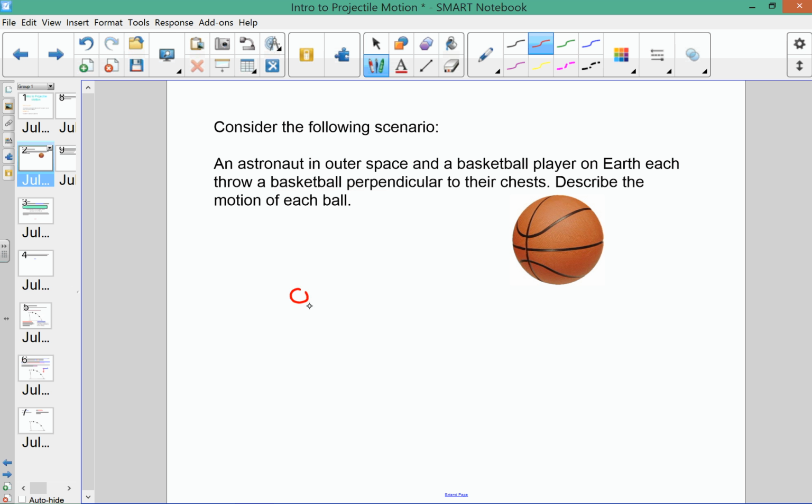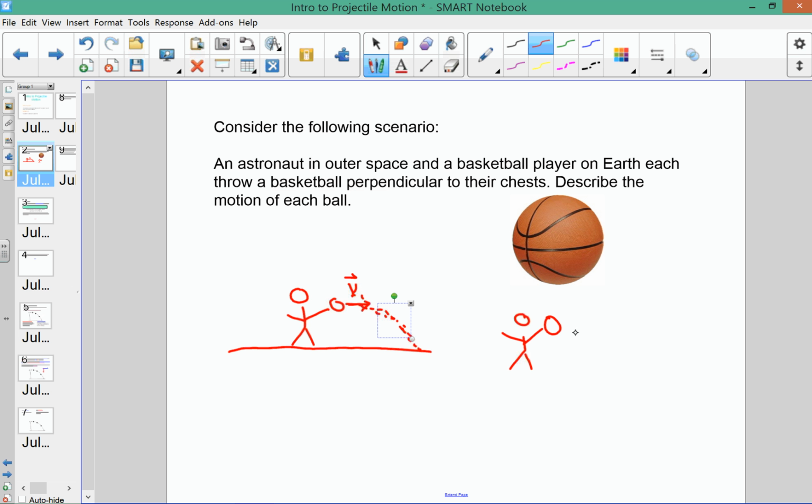Now, let's just draw it. Here's our basketball player with his basketball. Here's our astronaut in outer space holding the basketball. We know from experience that because the basketball player is on Earth, when he releases the basketball with some velocity perpendicular to his chest, it's going to fall in a nice little parabolic trajectory towards the ground. And that's because it's accelerating downwards due to gravity. That is probably the worst parabola you've ever seen, but let's pretend it's a parabola anyway.